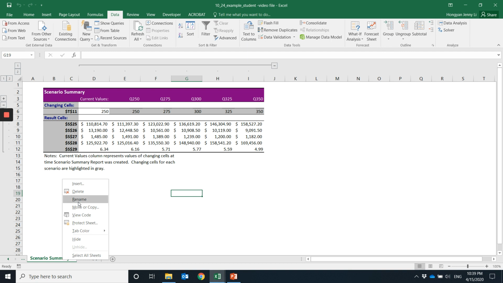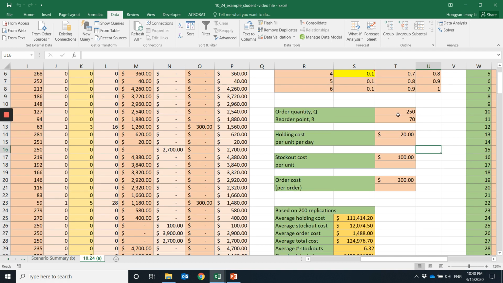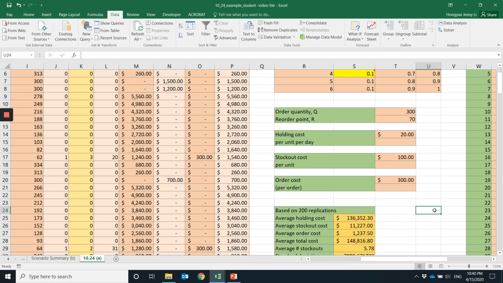If you want to rename this summary report, we name it question B, and then we are done. So now we completed question B. Then we try question C. The manager would like to evaluate the options to change the reorder point. The current reorder point is 70, and the manager is interested in changing it to 60, 80, 90, or 100 units.